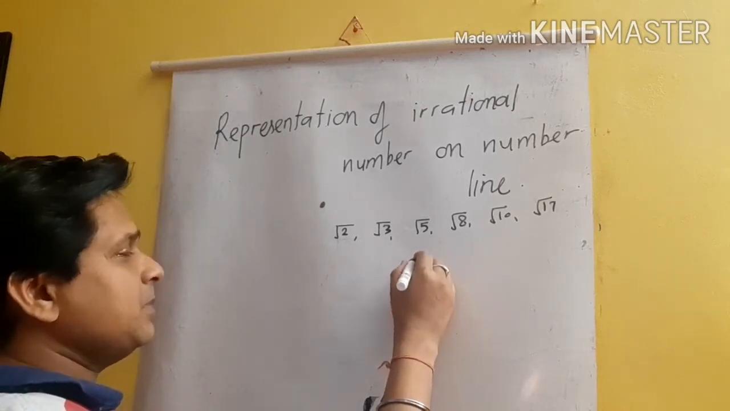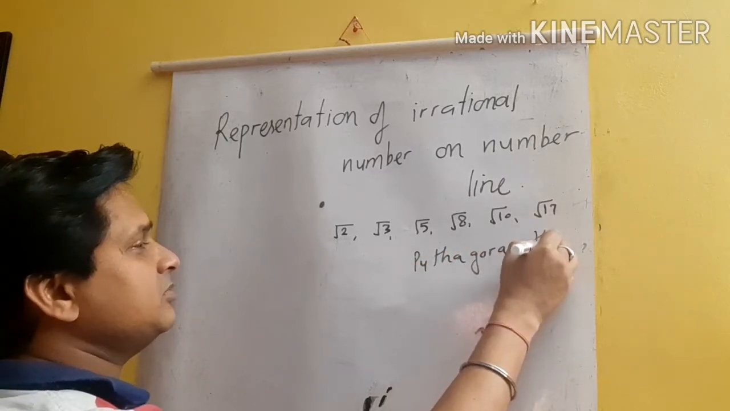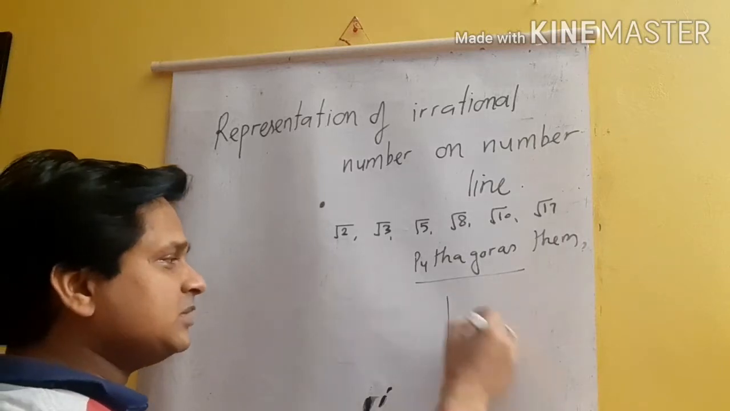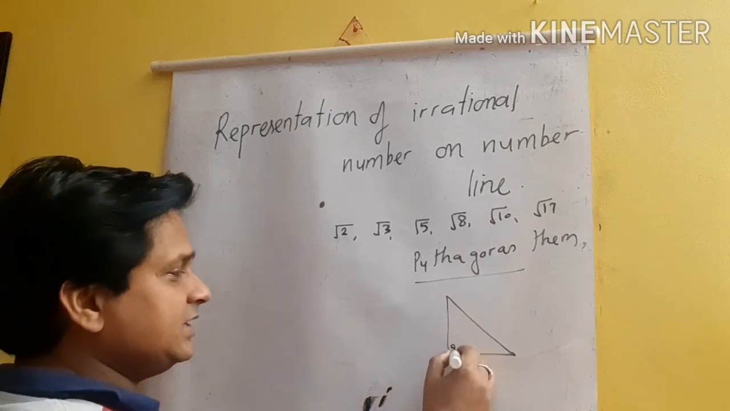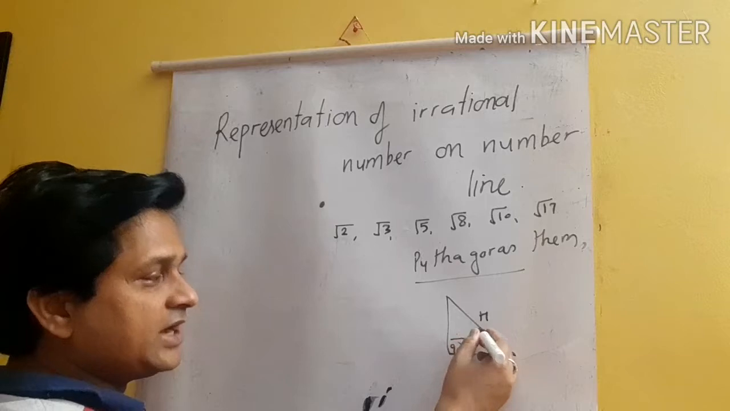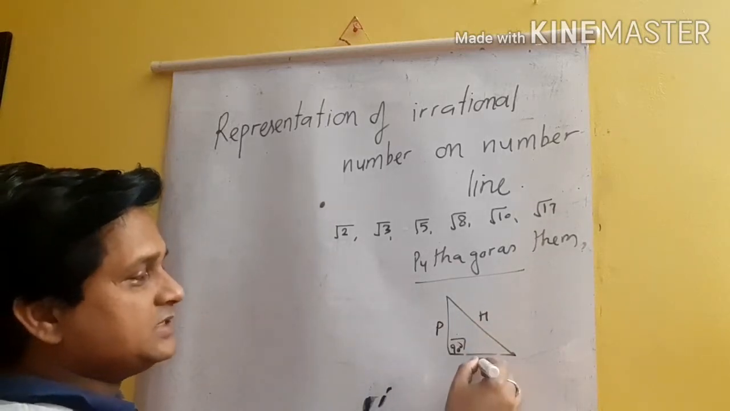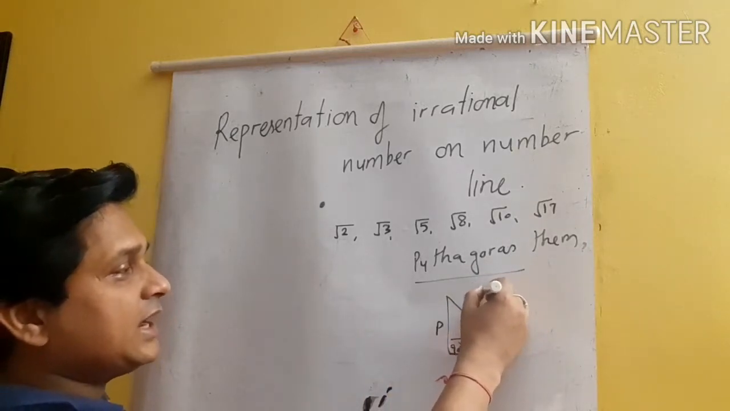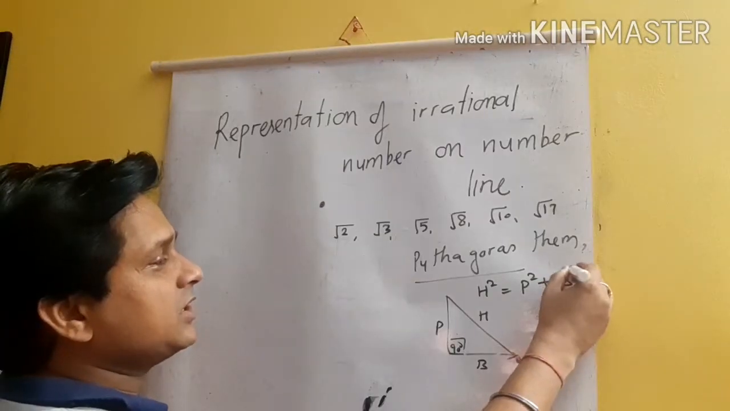We will apply the Pythagoras theorem. What is the Pythagoras theorem? As you all know, the Pythagoras theorem is applied when we have a right angle triangle. So this is 90 degrees, and the side opposite to the 90 degrees is called the hypotenuse, this is the perpendicular P, and this is, suppose, the base B. The Pythagoras theorem states that hypotenuse square is equal to perpendicular square plus base square.